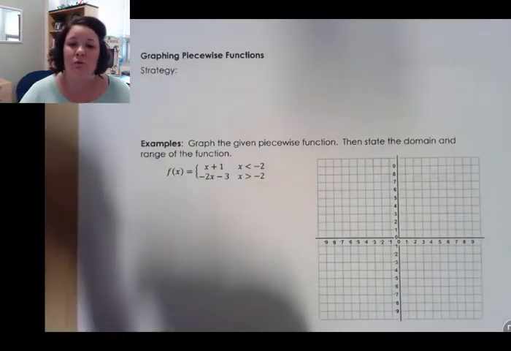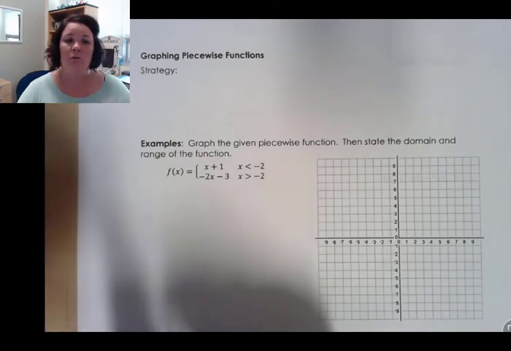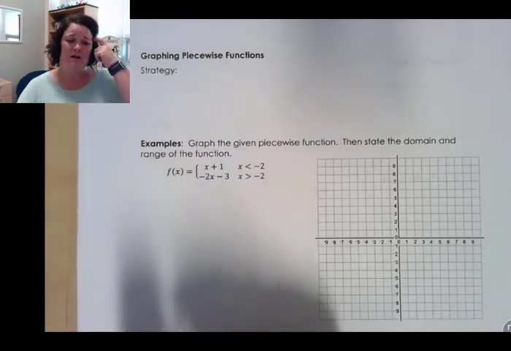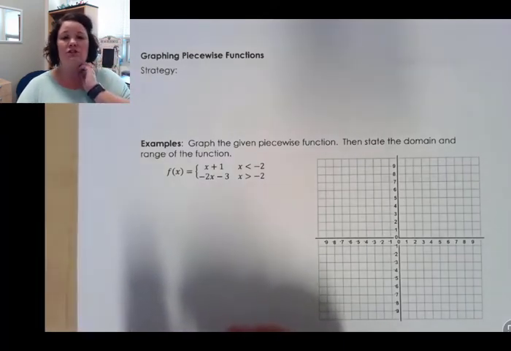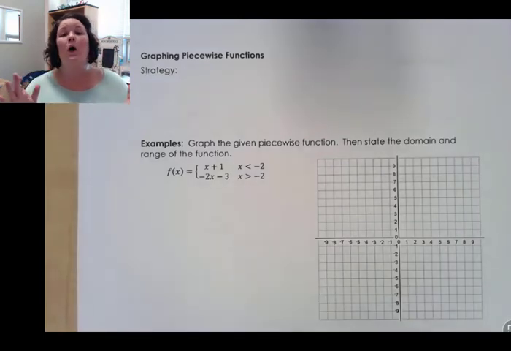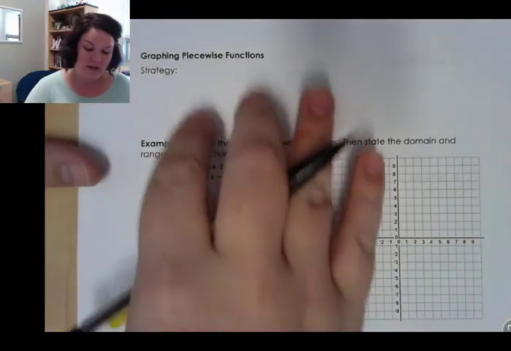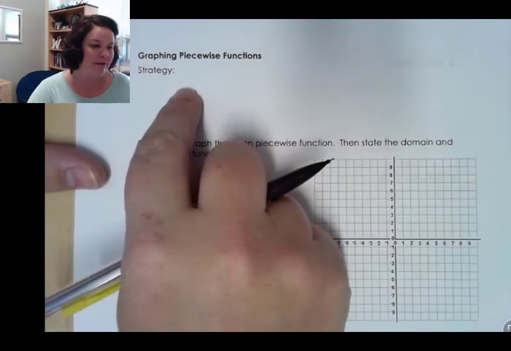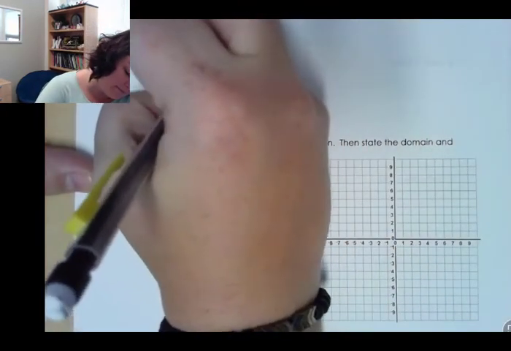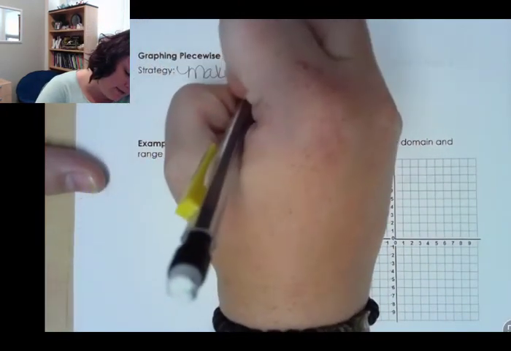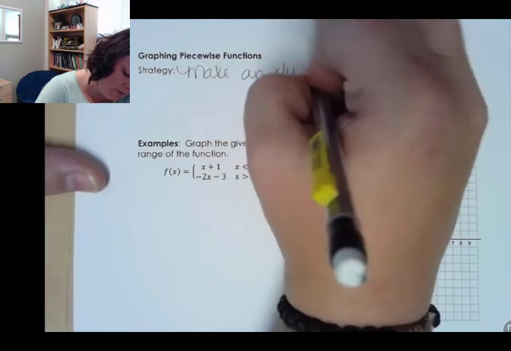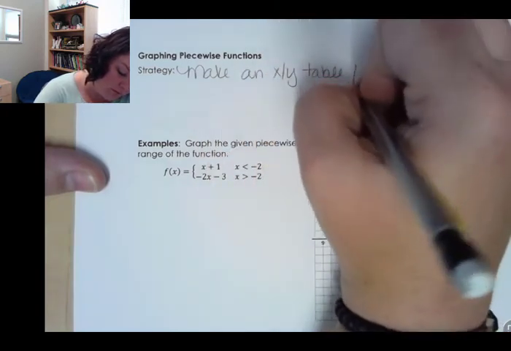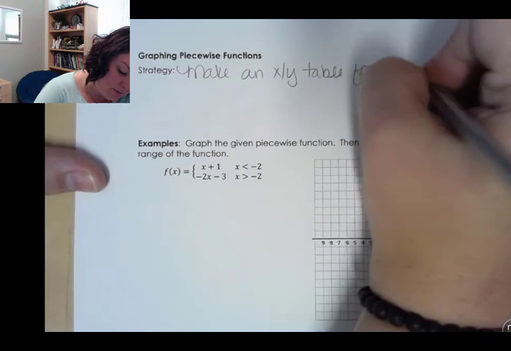Okay, when we graph piecewise functions, we're going to do it a lot of the same way. We're going to look at those domain restrictions and graph them one piece at a time. Okay, so here's our strategy for graphing. We're going to make an XY table for each piece.